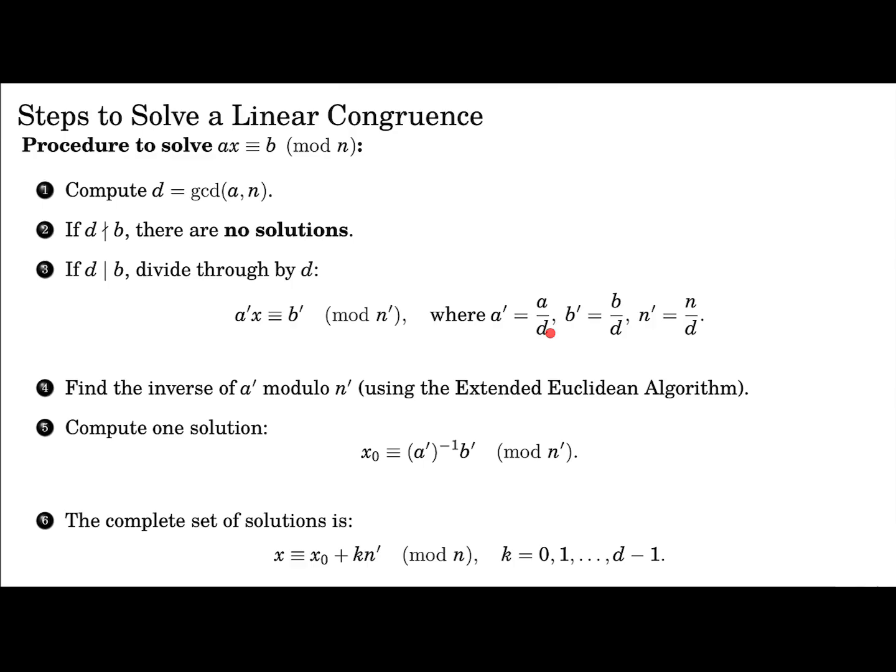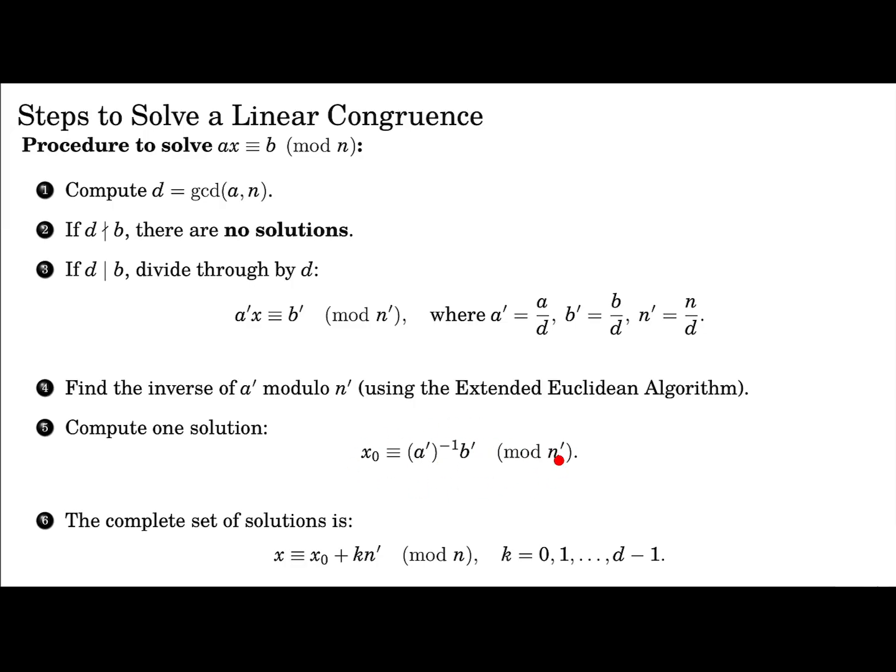And since a prime and n prime are coprime, their GCD is 1, we saw in a previous lecture that there will exist an inverse for a prime modulo n prime. So we find that inverse, and we saw in a previous lecture that you can find it by the extended Euclidean algorithm. With that, we find one solution, which is just the inverse of a prime times b prime. That gives you one solution modulo n prime.